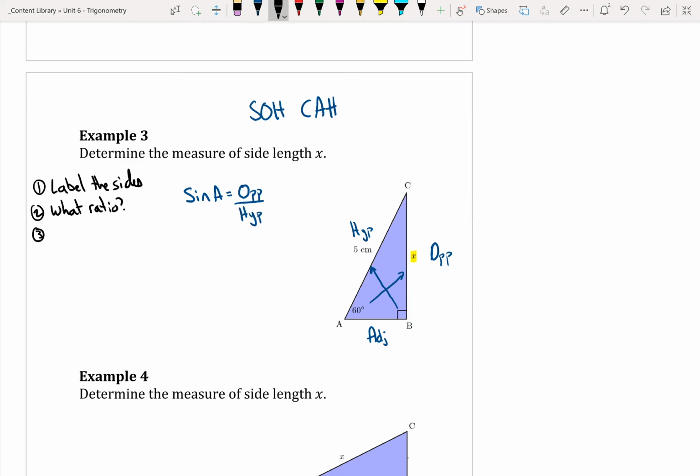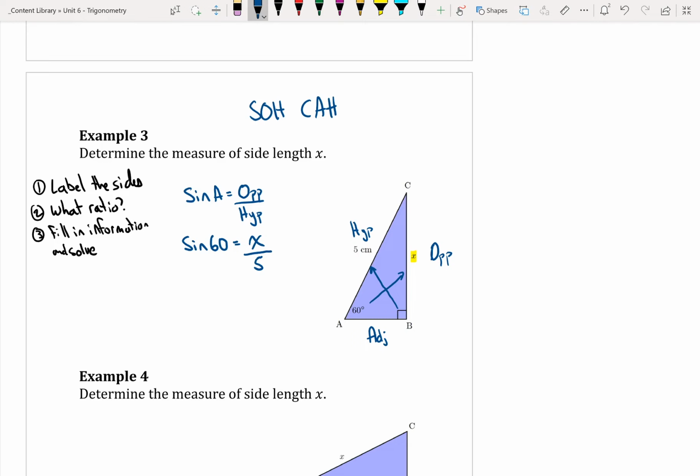So the next step, once we pick our ratio for number 3, is fill in information and solve. So we're going to fill in what information we know. We know sine, our angle is 60 degrees because that is the angle that we're given. Our opposite side we don't know, so it's x. And our hypotenuse, we do know it is 5. And now I'm solving for x, or my missing variable.